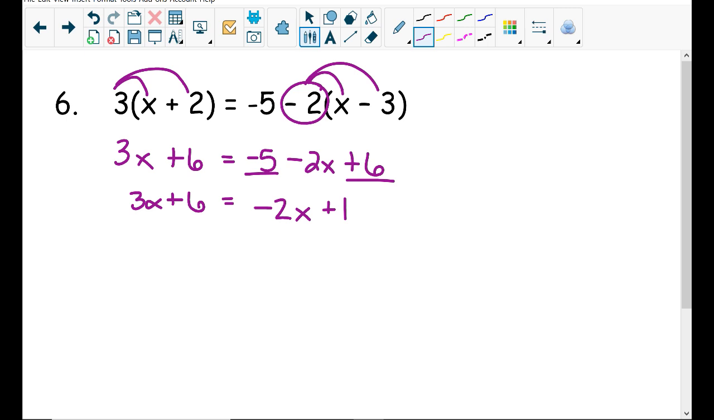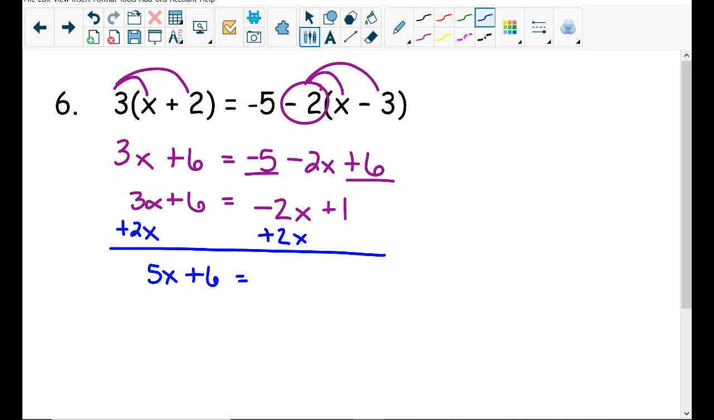Okay? So let's get our variables on the same side. Again, I like to move that smaller one. So we're going to add 2x. So 3x plus 2x is 5x plus 6. Negative 2 plus 2 is 0. And that equals my 1. So let's get our constants, our numbers on the right side now. So we're going to subtract that 6 to get rid of the addition. So 5x, 6 minus 6 is 0. 1 plus 6, 7. And then the last step, divide by 5.